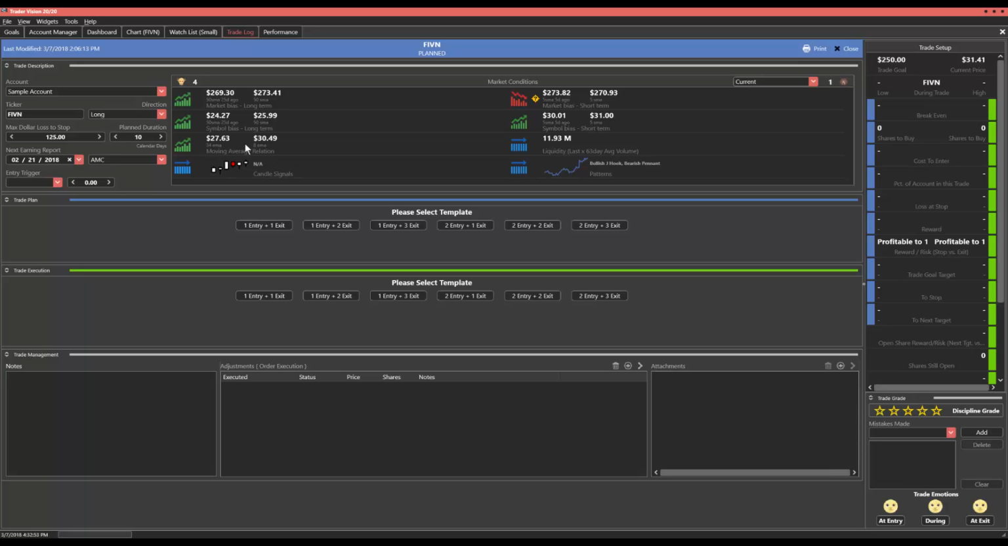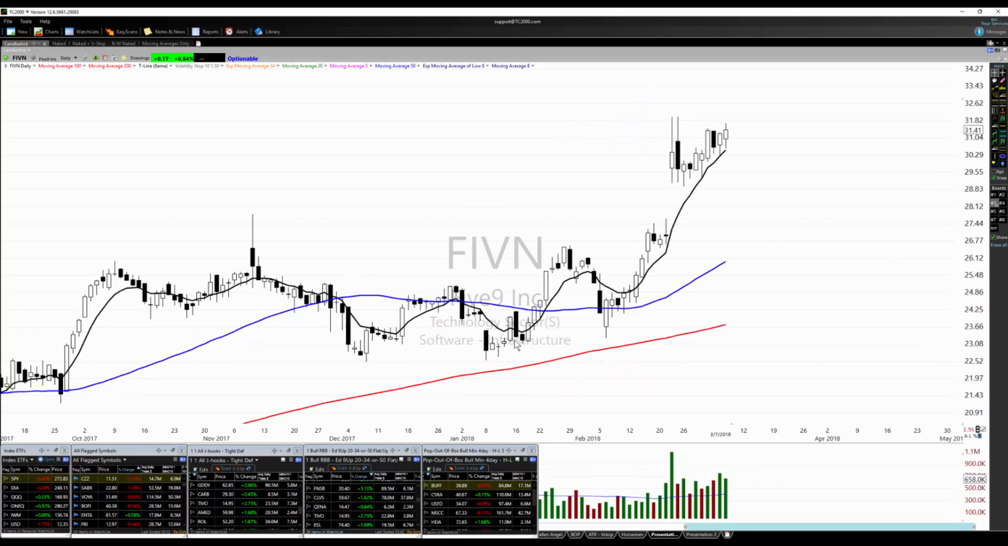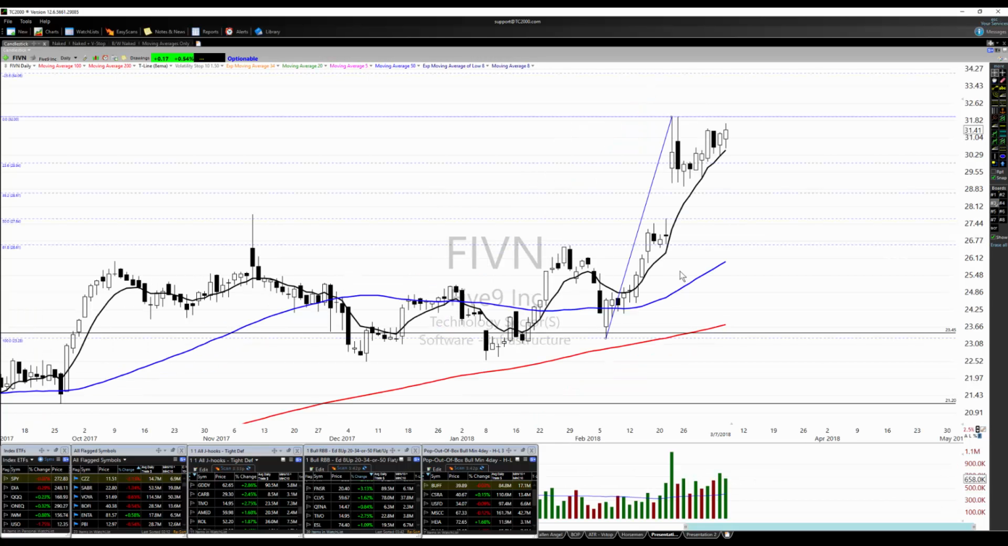And our moving averages here, the T line and the 34 EMA, are stacked correctly for us for a long trade. We've got plenty of liquidity. I don't have a candle signal today, and it certainly looks like we're looking at some resistance just above here.